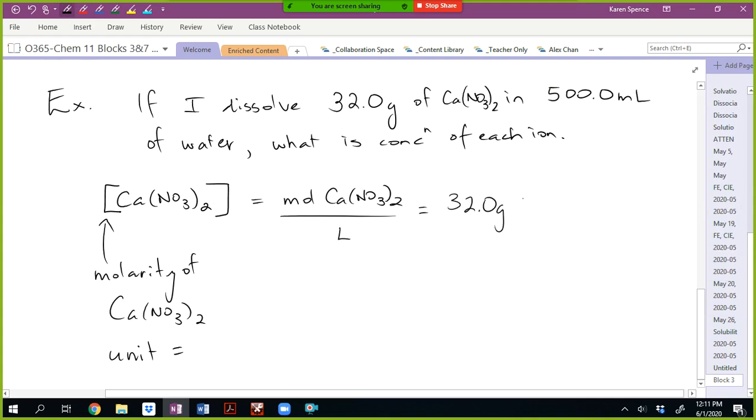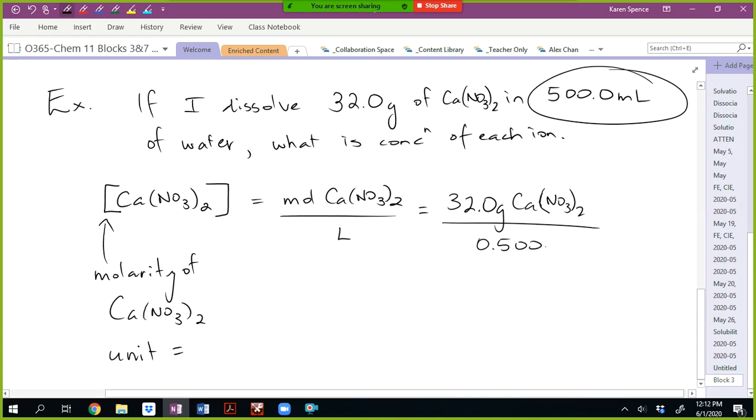So we're going to put 32 grams of calcium nitrate on the top. Because we don't have moles yet, we'll convert it to moles. And on the bottom, we have our 500 milliliters, which becomes 0.5000 liters.